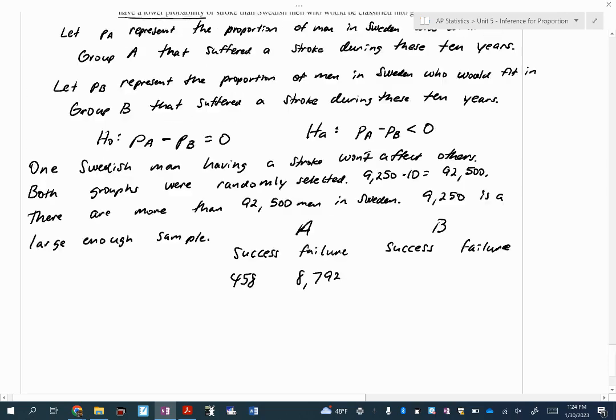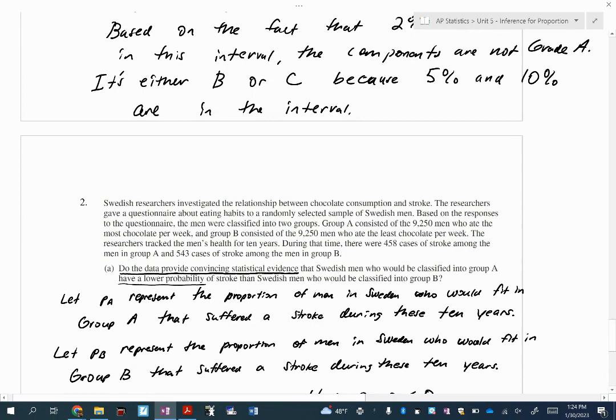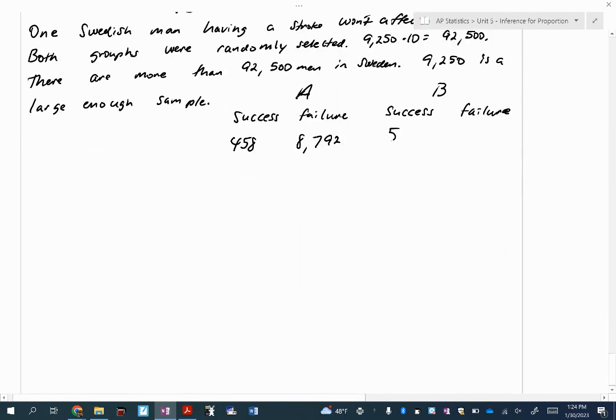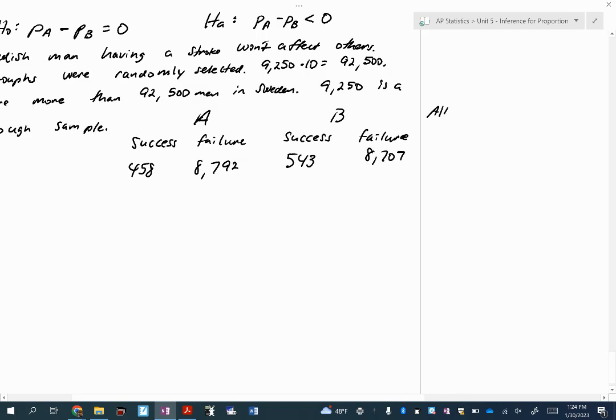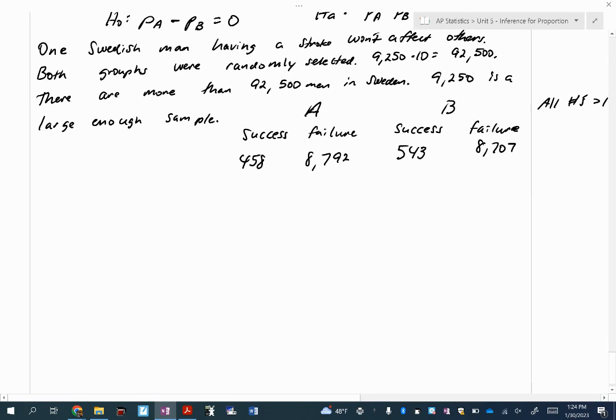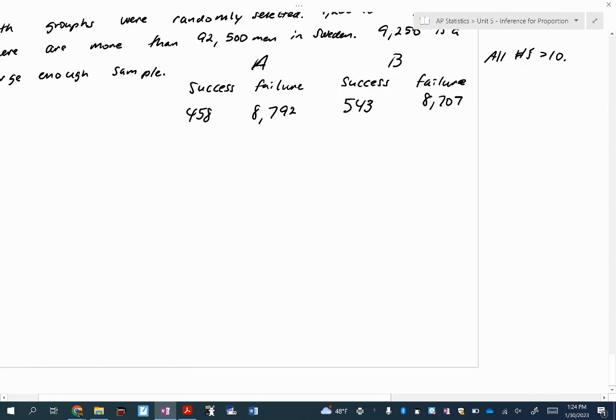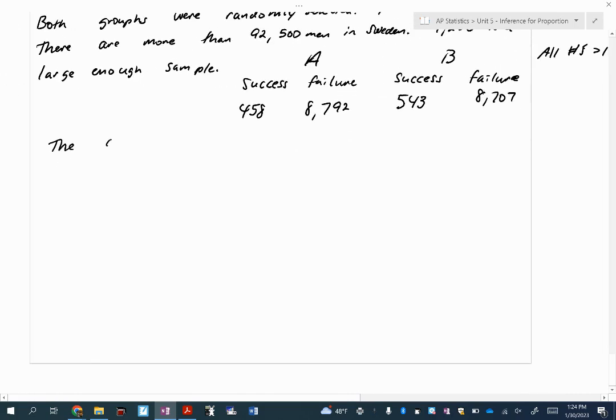And then do the same thing for group B, which had 543 men have a stroke. So subtract 9,250 minus 543, you get 8,707. Shouldn't be surprised here to see that all the numbers are over 10. So all numbers greater than 10, so our sample size is large enough. So I'm going to write my statement now. The conditions have been satisfied.